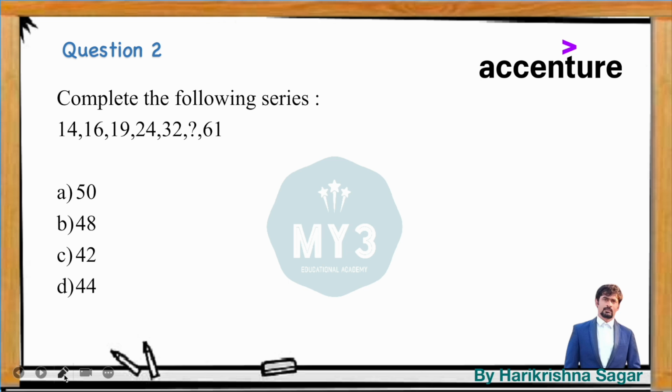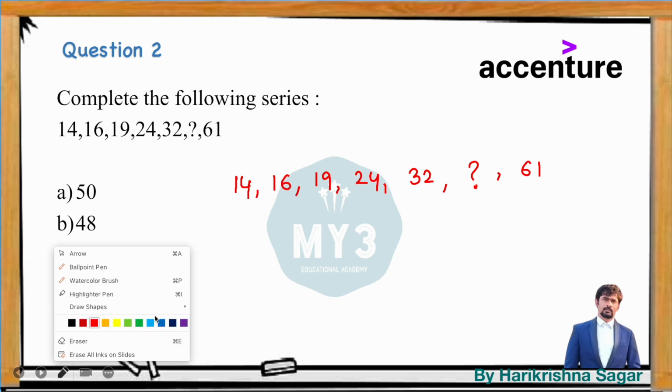So in this question, we need to find out the missing term. So we have to complete the series here: 14, 16, 19, 24, 32 and question mark, 61. So they are expecting us to find out the question mark value. To find out the question mark value, let me go with the level of difference first.